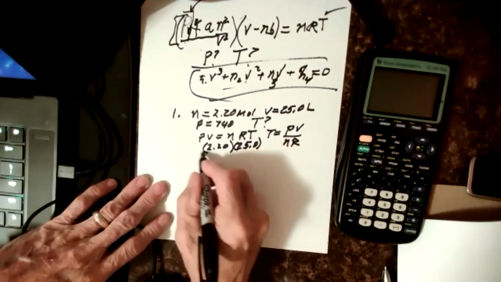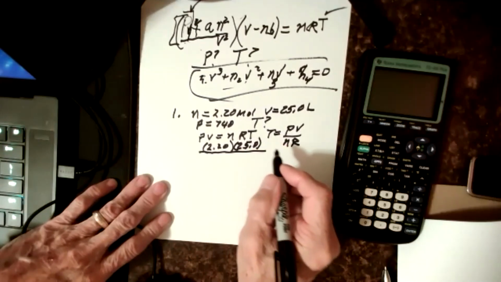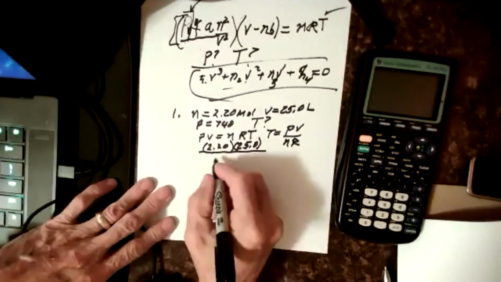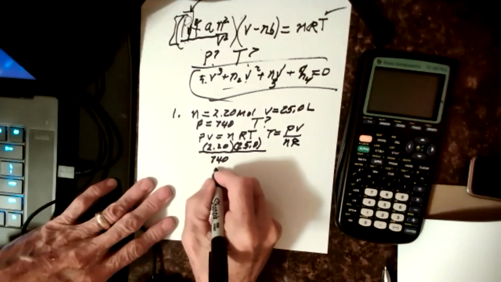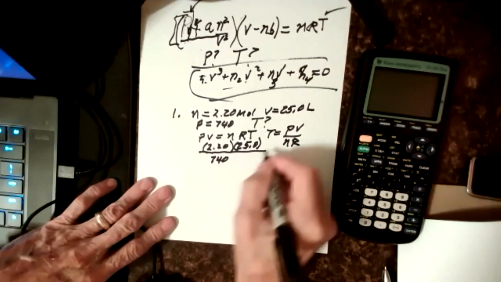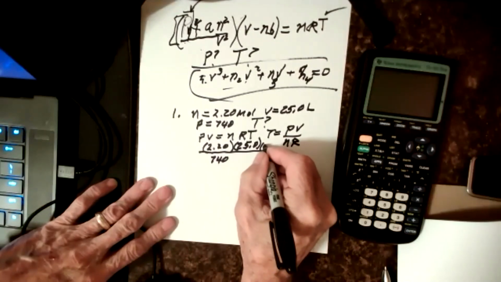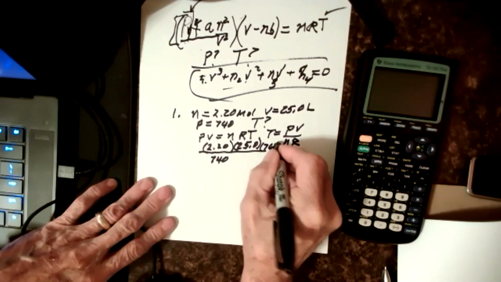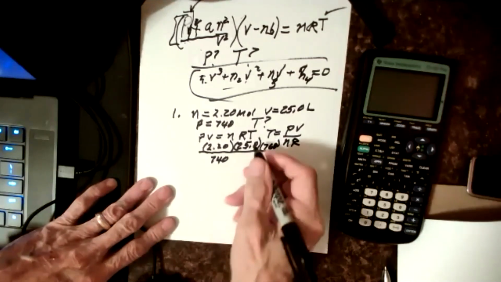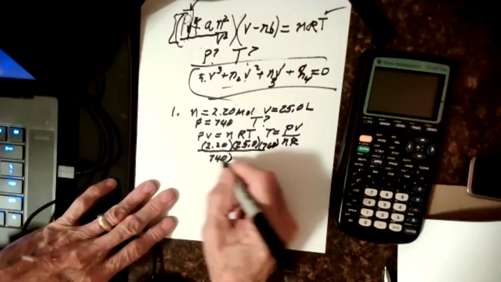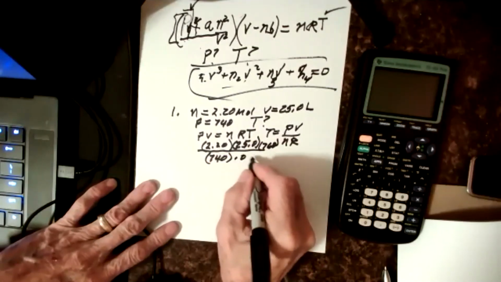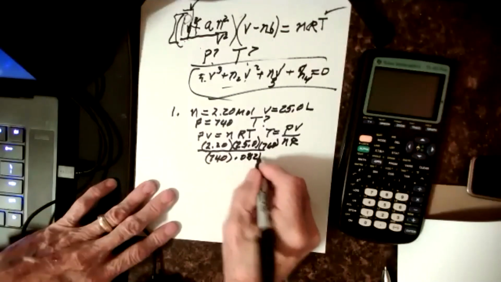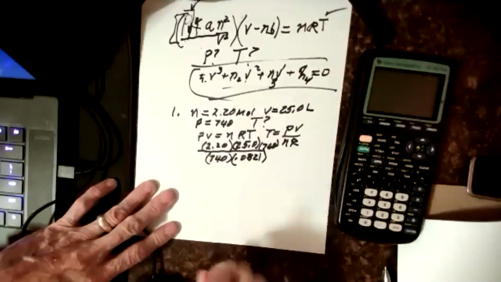I'm just checking to be sure there's the correct unit. Pressure is 740 torr, so that's 740. The 760 would go down here in the denominator of the denominator, so I'm going to put it in the numerator, 760. Put a parenthesis around it if you feel more comfortable. And R is 0.0821. Okay, so there are my numbers.